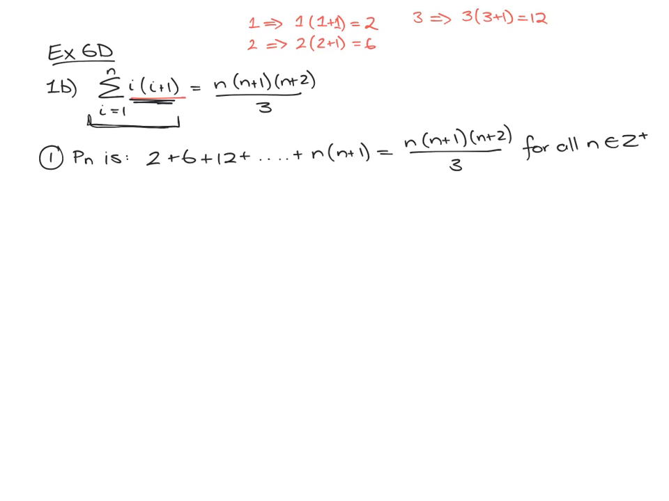Now we're going to go to the next step, which is our basis. You don't need to write basis if you don't want to. You could just go straight into if n is equal to 1. So if n is equal to 1, what's our left-hand side equal to? 2. Good, because remember, n is equal to 1 is the first term. So our left-hand side is equal to 2.